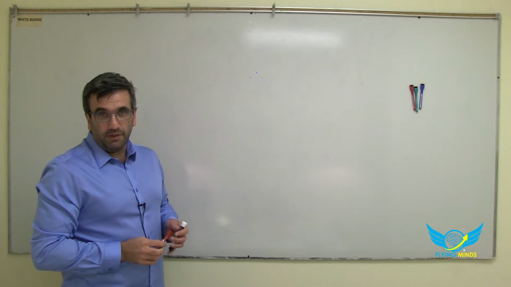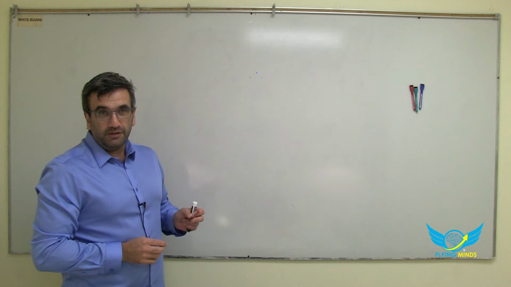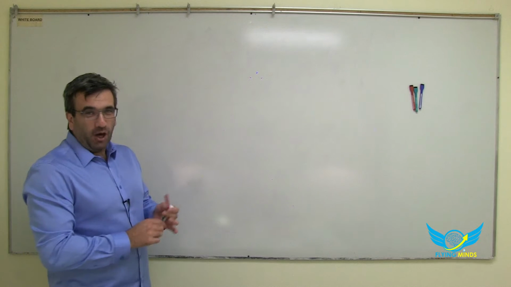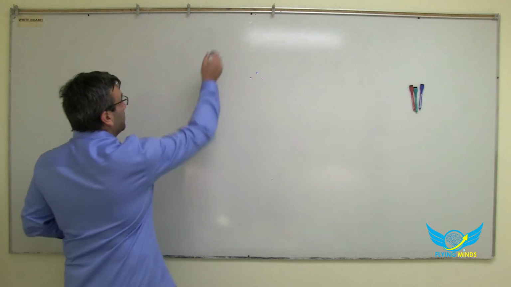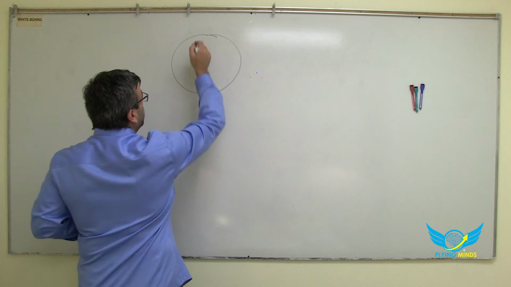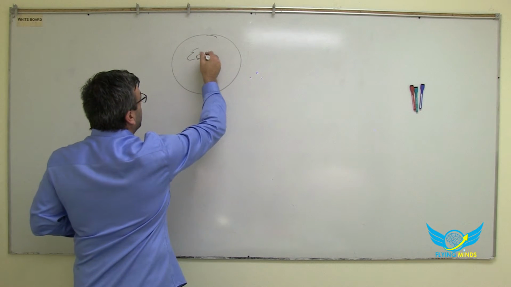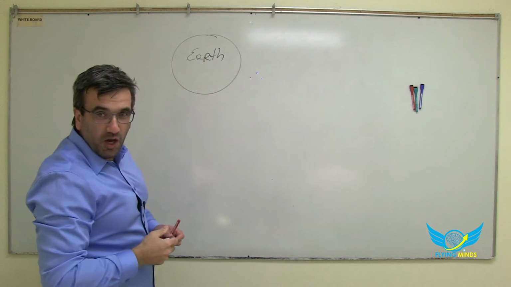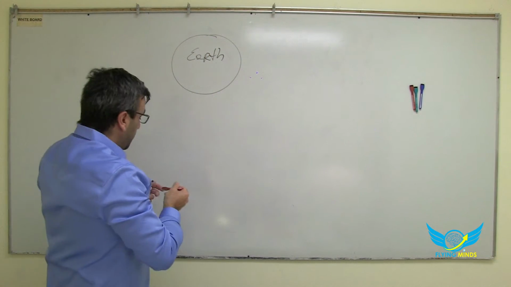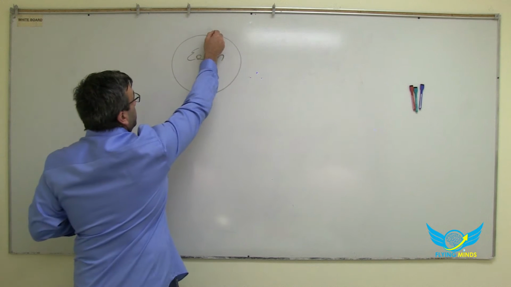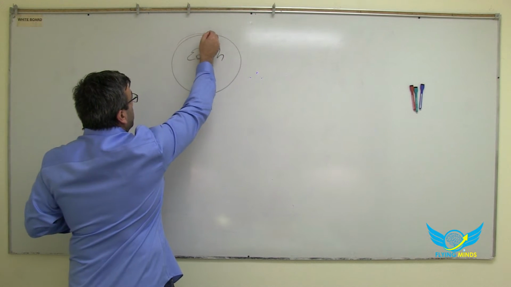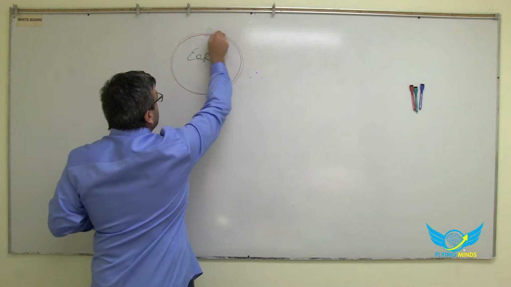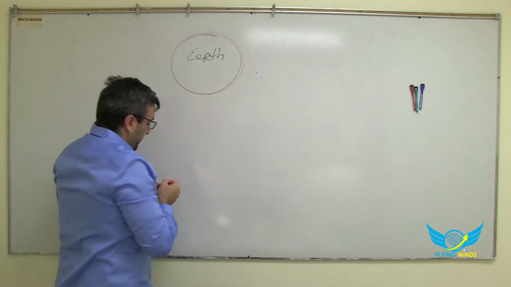Today we're going to solve an interesting, challenging problem. Let's open our brain for a challenge. Now imagine we have our beautiful planet, Earth, and we have a rope that goes around the planet, very tight, right?